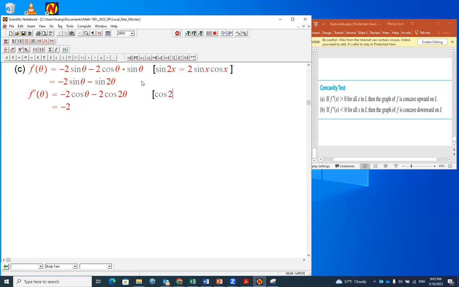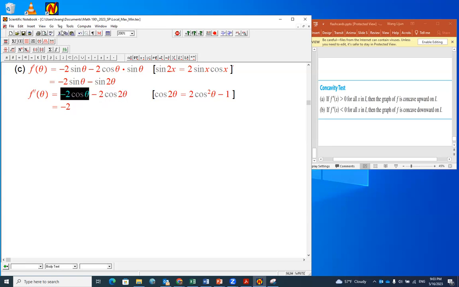For the double angle, cosine 2x, there are three formulas, and one of them is 2 cosine squared x minus 1. We're going to use this one to replace cosine 2 theta. So cosine 2 theta equals 2 times cosine squared theta minus 1. That piece will be substituted.